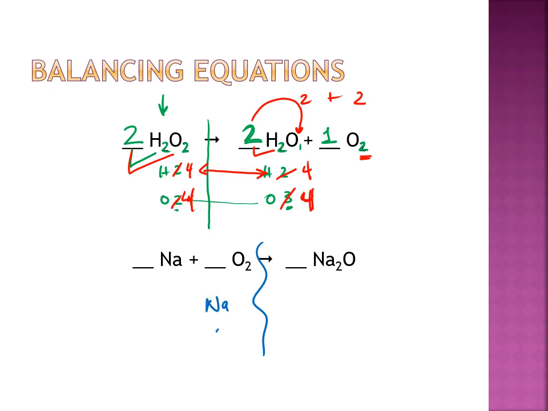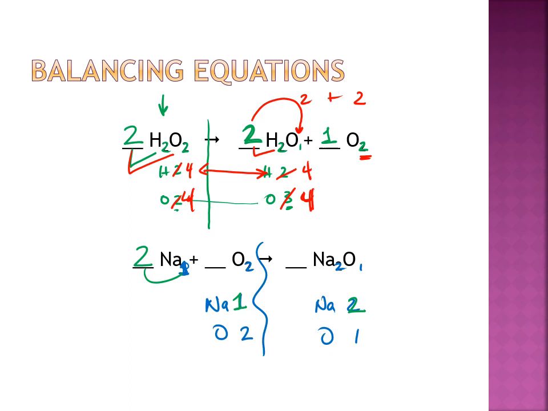I'm going to list out my elements. I have 1 sodium and 2 oxygens, invisible 1. Oh, that looks like a 0. Invisible 1 and 2 and 2 and a 1. So close. We have the same numbers, but in the wrong places. So I'm going to go ahead and add some more sodium. I've got 2 here and only 1 here. So I'm going to put a 2 here.